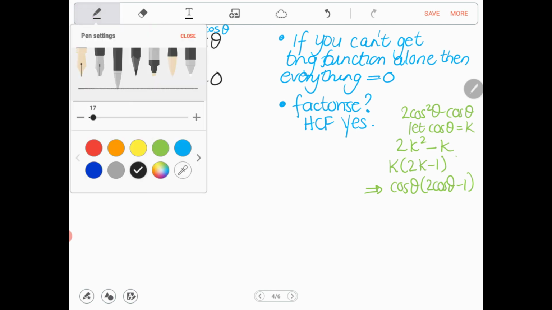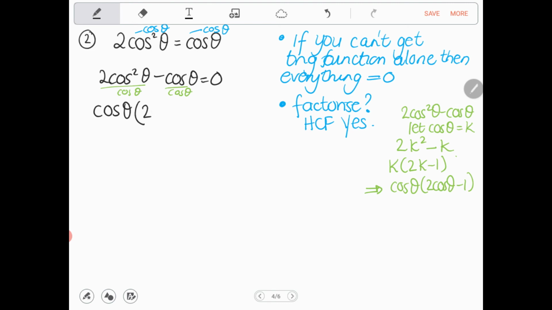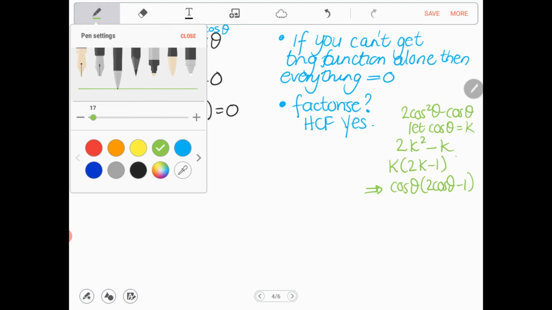What I have left in the first term is a 2 and a cos theta. What I have left in the second term is a 1. So you can use a k method, or you can just use cos theta as a common factor. All right, what do we do after that? Well, we do our zero product rule.